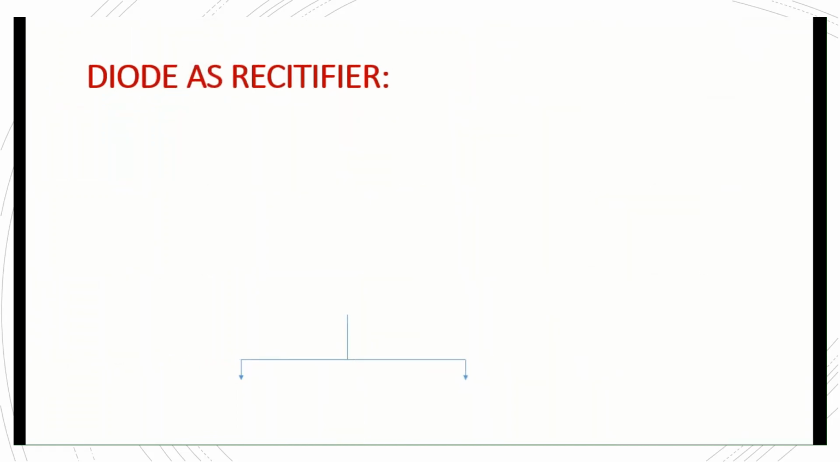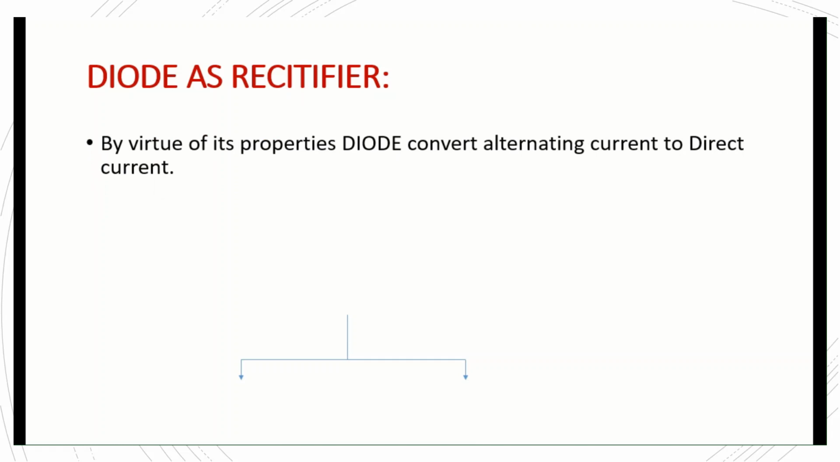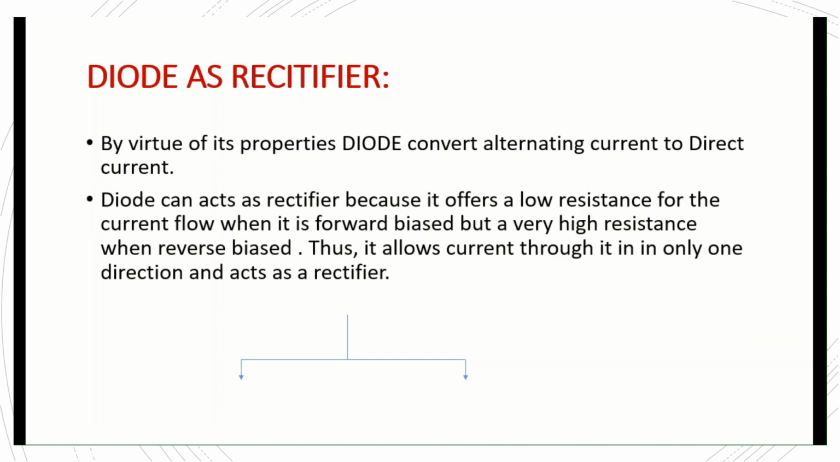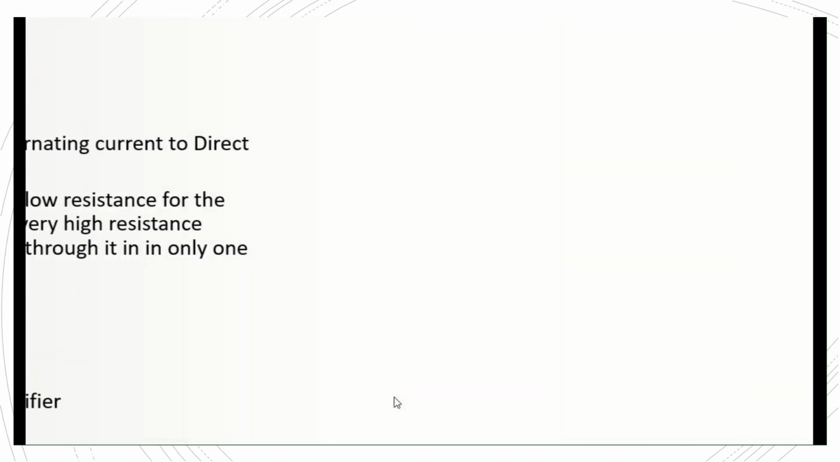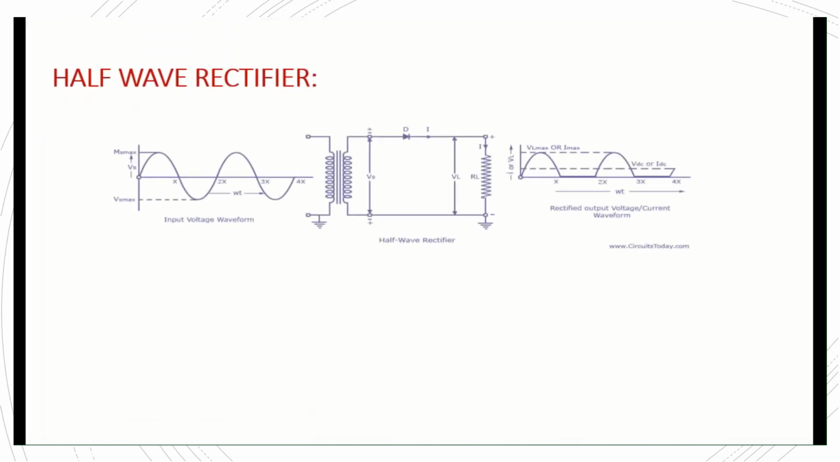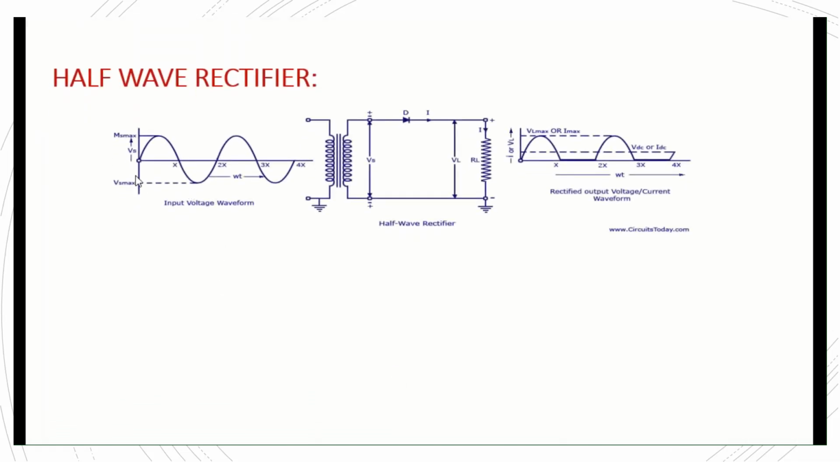Now next is rectification. Diode can also act as a rectifier. It can convert alternating current to direct current. There are two types of rectification: half wave and full wave rectification. In the half wave rectification, when the applied voltage is positive, then due to induction, the positive is created here and the diode becomes forward biased and we get an output, and the output equals the input.